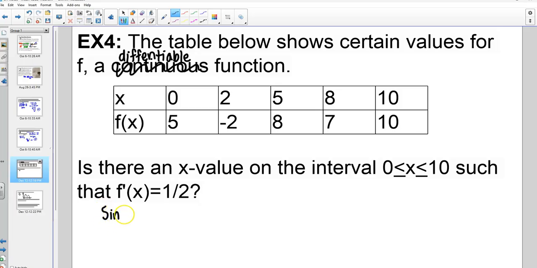since f is differentiable, f is also continuous.